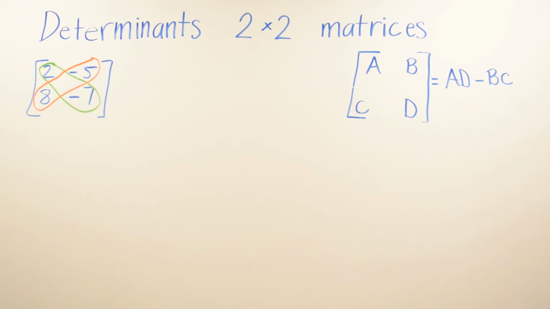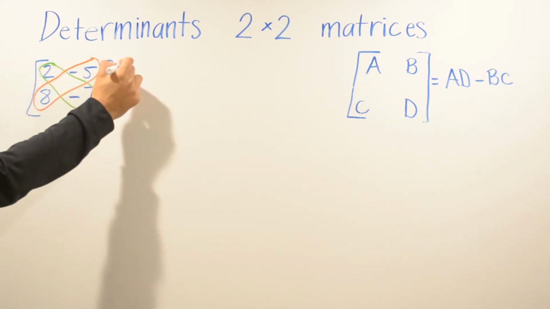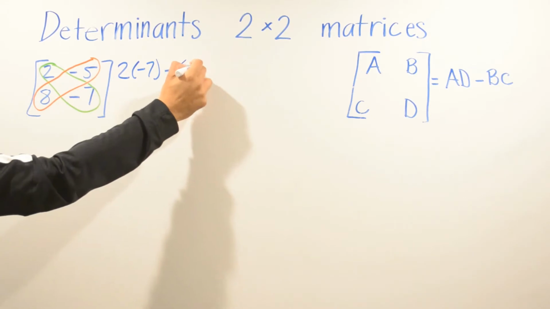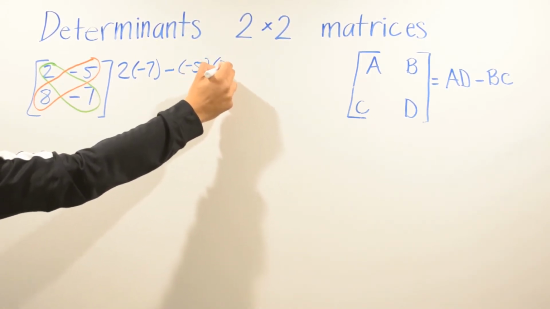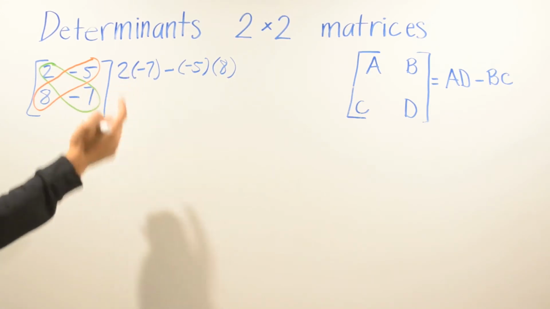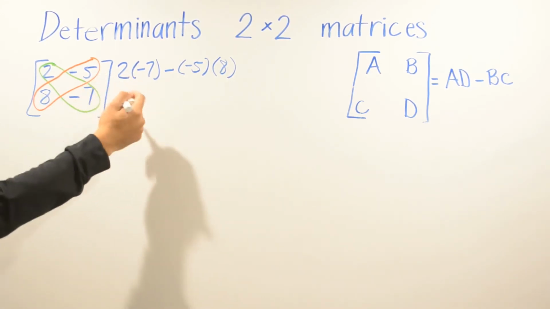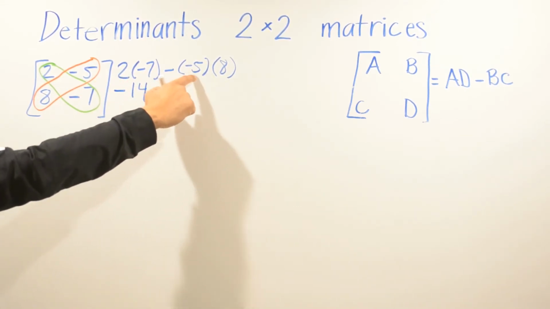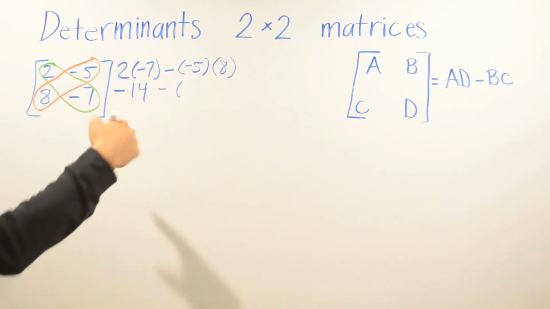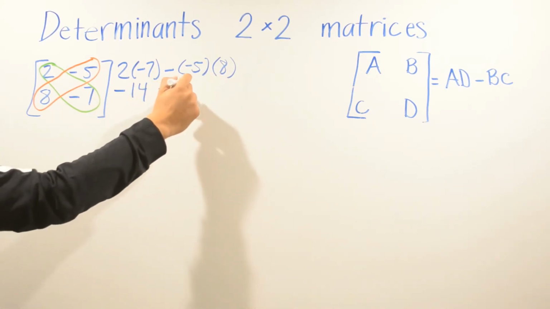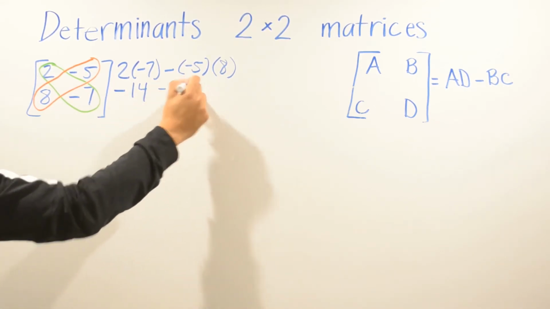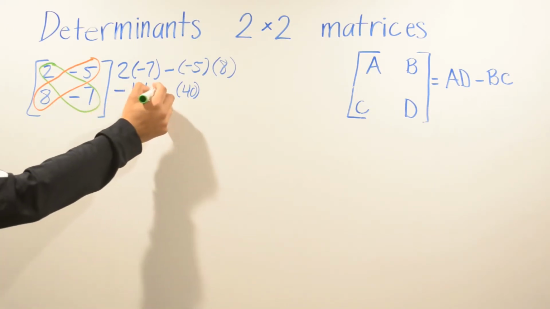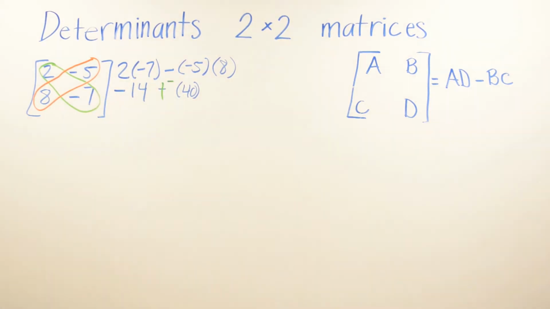So next step, we'll go ahead and multiply. We're going to do 2 times -7 minus -5 times 8. So go ahead and do this one. 2 times -7, positive times a negative, so it'll be -14, and then -5 times 8, a negative times a positive is going to be -40. Then we turn this minus into a positive, and this is going to be a negative.